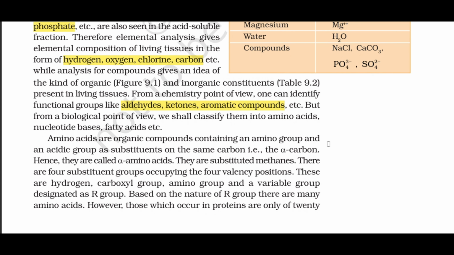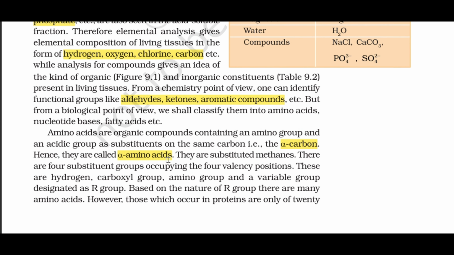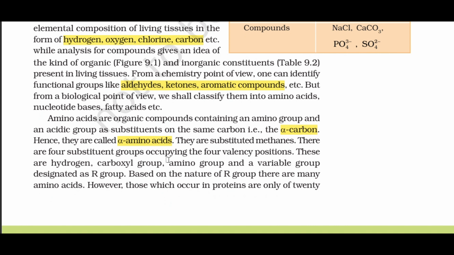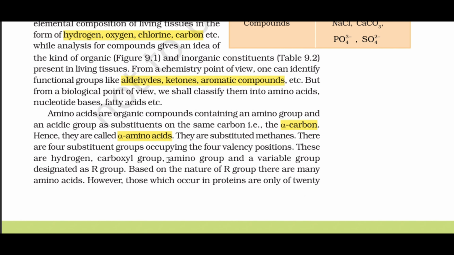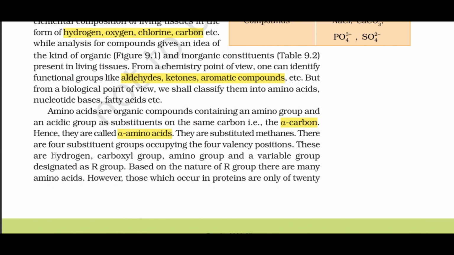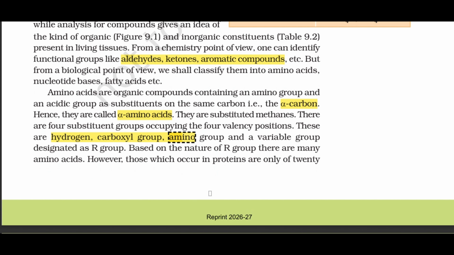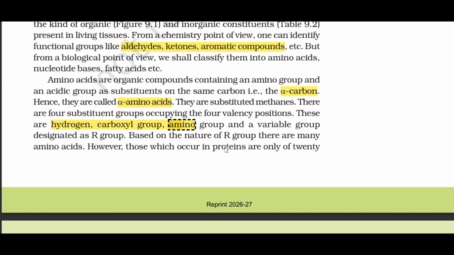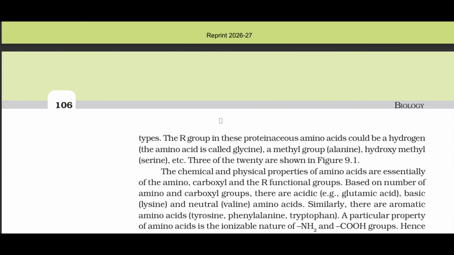Amino acids are organic compounds containing an amino group and an acidic group as substituents on the same carbon, i.e., the alpha carbon. Hence, they are called alpha amino acids. They are substituted methanes. There are four substituent groups occupying the four valency positions. These are hydrogen, carboxyl group, amino group, and a variable group designated as R group. Based on the nature of R group, there are many amino acids. However, those which occur in proteins are only of 20 types.